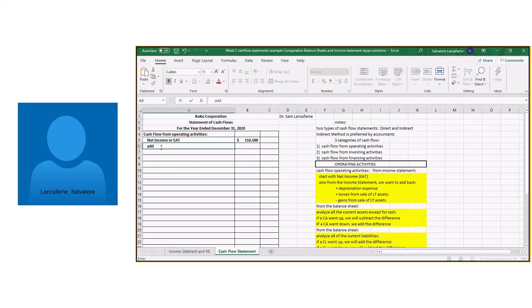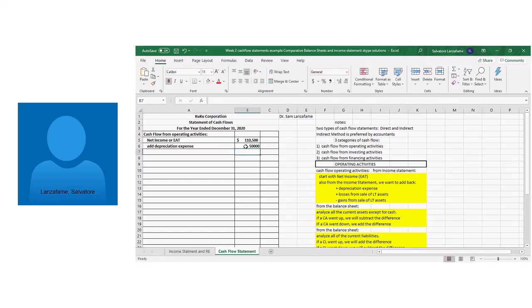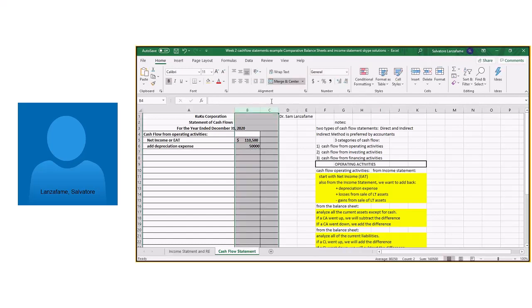So we're going to add our depreciation expense. So even if you're not sure why, just follow the rule. So we're going to add that depreciation expense of $50,000. Let me put this in accounting mode before I forget. Just hit the comma. So now that they all line up.